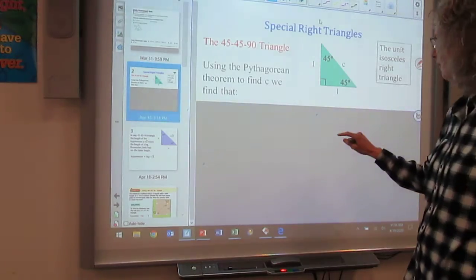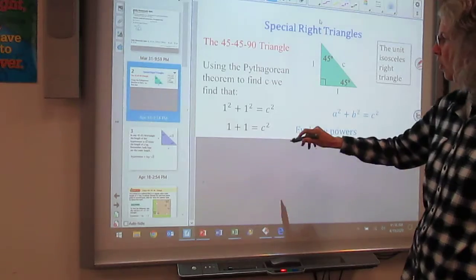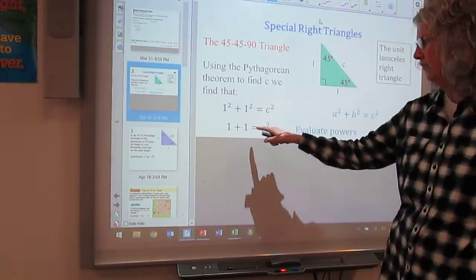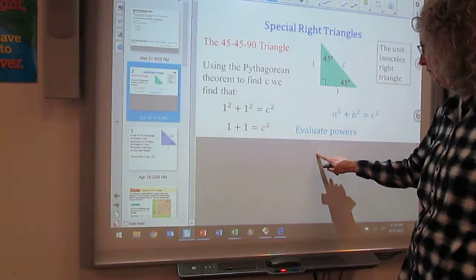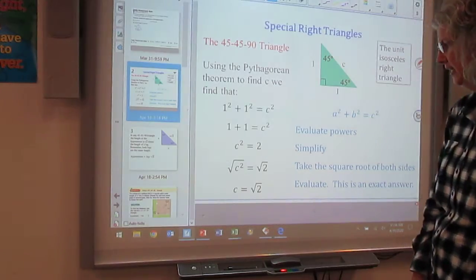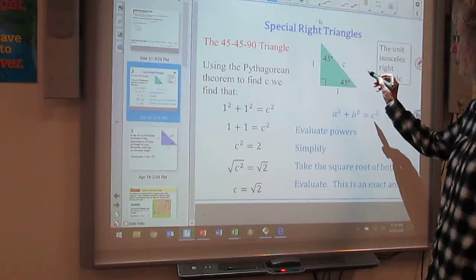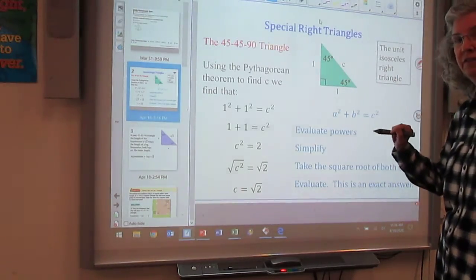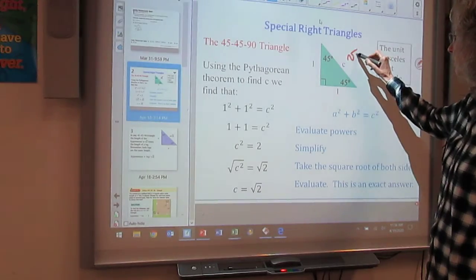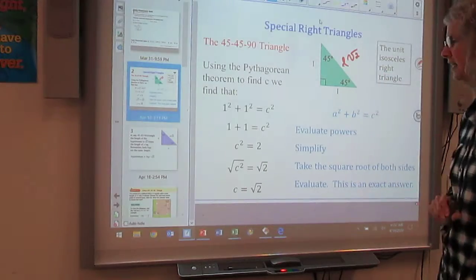Using the Pythagorean theorem, we want to find what C is. I'm going to develop the rule here. 1 squared plus 1 squared equals C squared. That's using the Pythagorean theorem. We evaluate that, and we get 1 plus 1 equals C squared, so C squared equals 2, and C is the square root of 2. What that tells us is that in any 45, 45, 90 triangle, C is always the square root of 2 times the length of the leg. I'm going to write L there for the length of the leg.